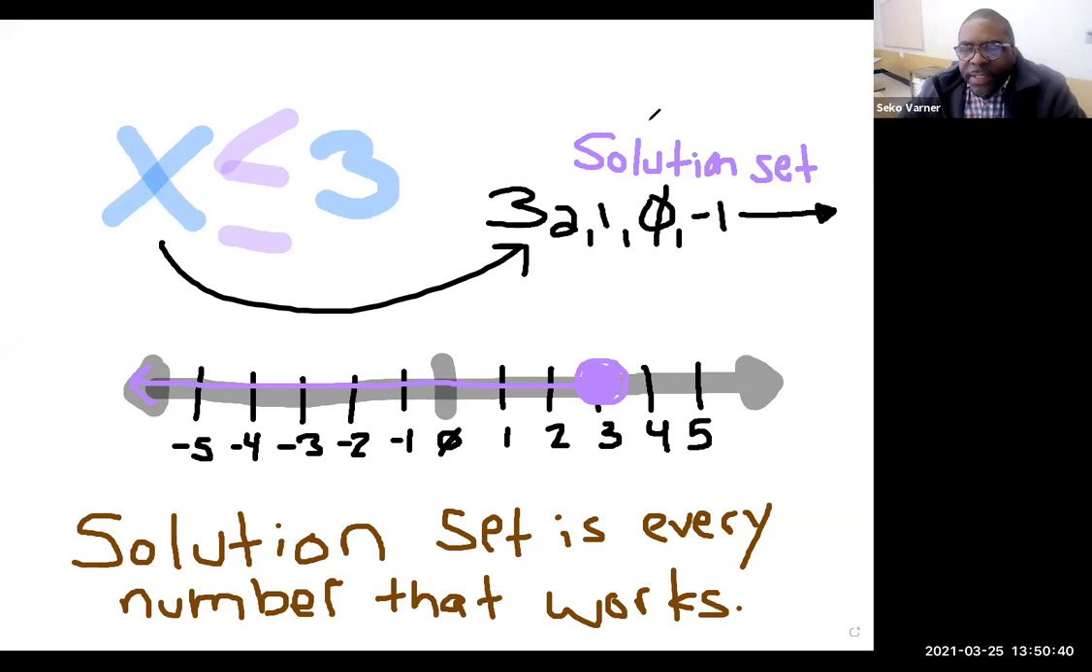So the solution set is every number that works. So in this solution set, 3 works, right? 2 works, 1 works, 0 works, -1 works, -2 works, -3 works. All of these numbers work. That's the solution set. The solution set is every number that works.